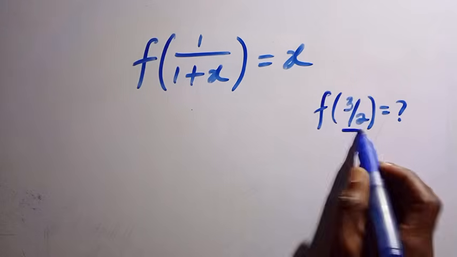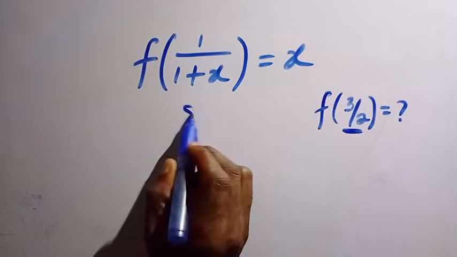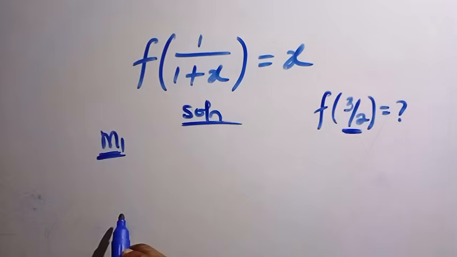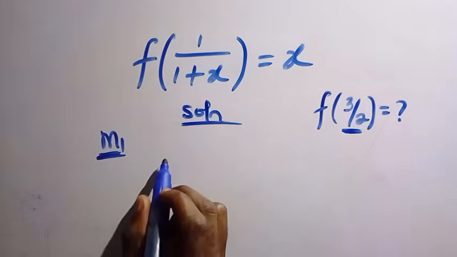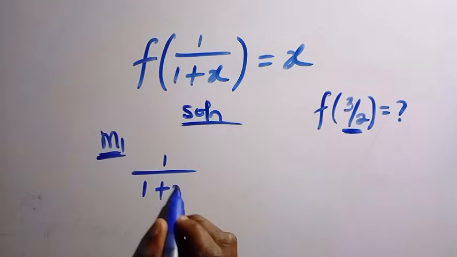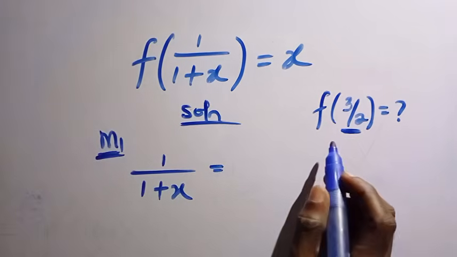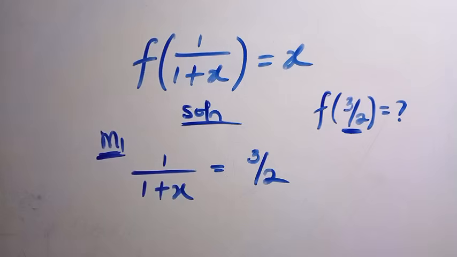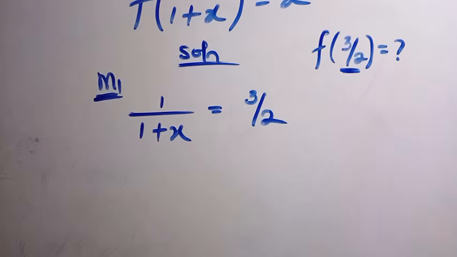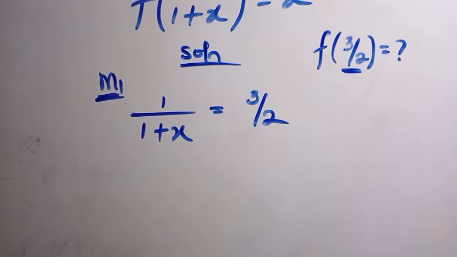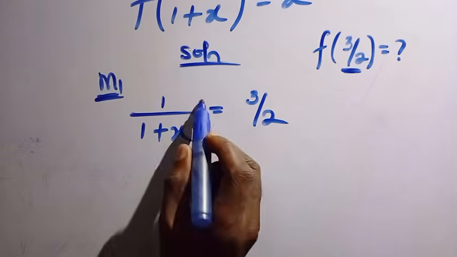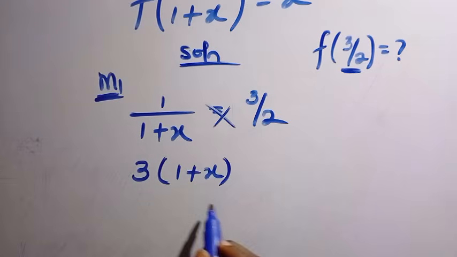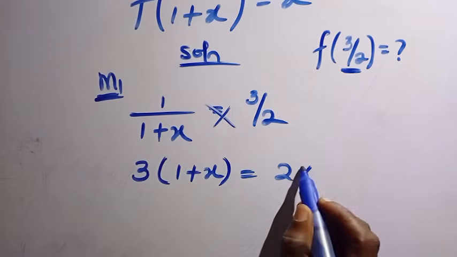This is a fractional number. Let's consider the solution. Here is the first method. First, if I let this domain, which is 1 divided by 1 plus x, equal what we're asked to calculate, which is 3 divided by 2, then we are going to find the value of x by cross multiplying. By cross multiplying, we are going to have 3 multiplying 1 plus x, equals 2 multiplying 1.